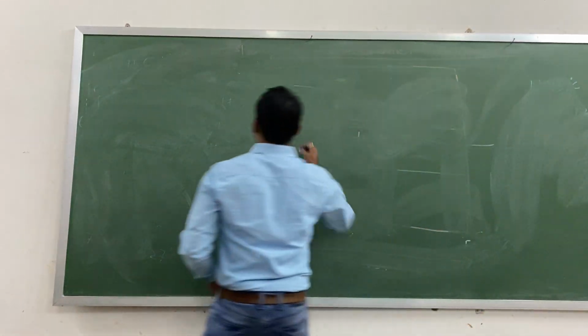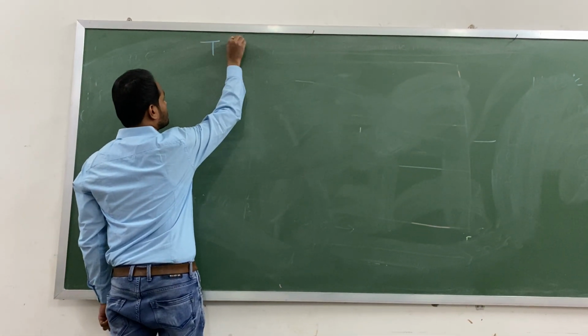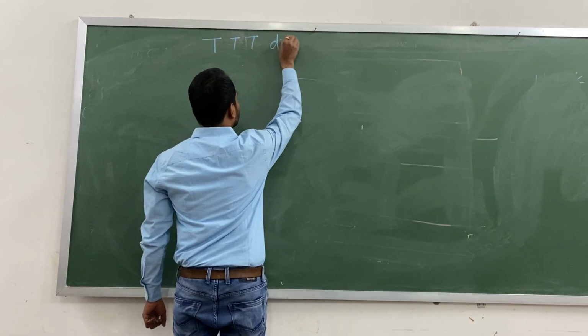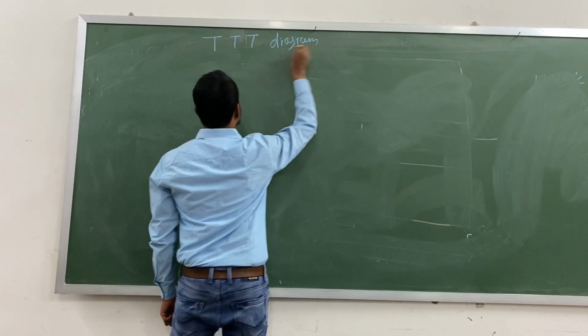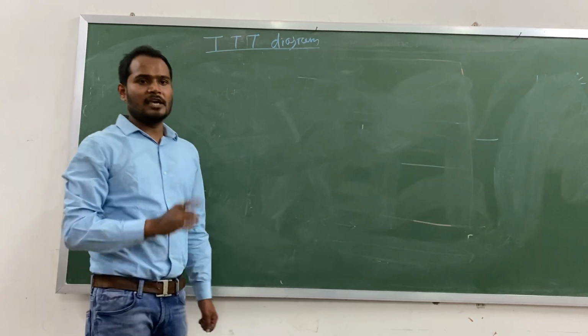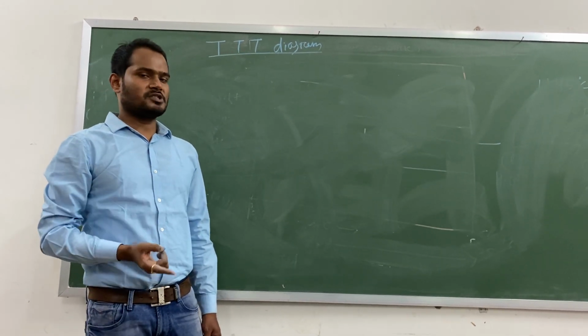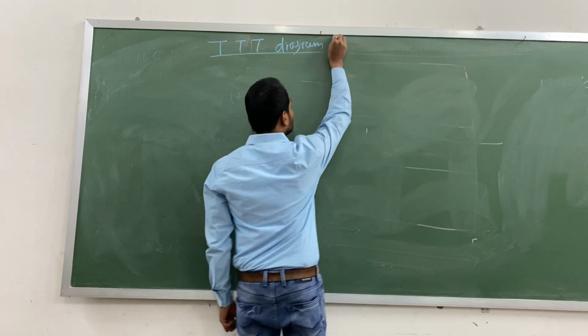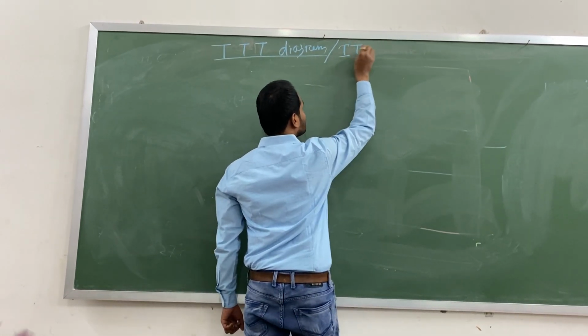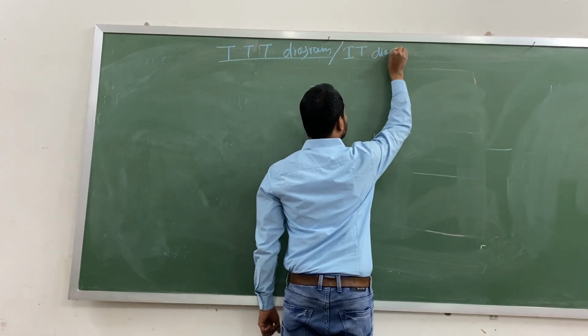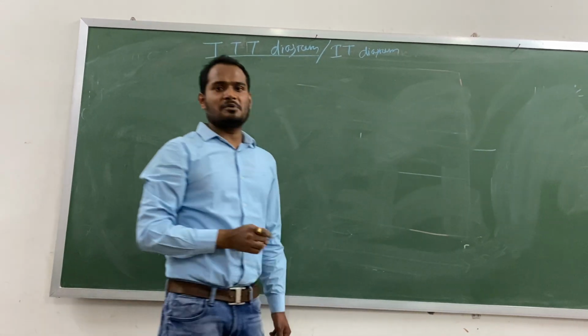Okay. Now we discuss the TTT diagram. The TTT diagram is called time, temperature, transformation. It is sometimes also called the IT diagram. IT diagram means isothermal transformation diagram.